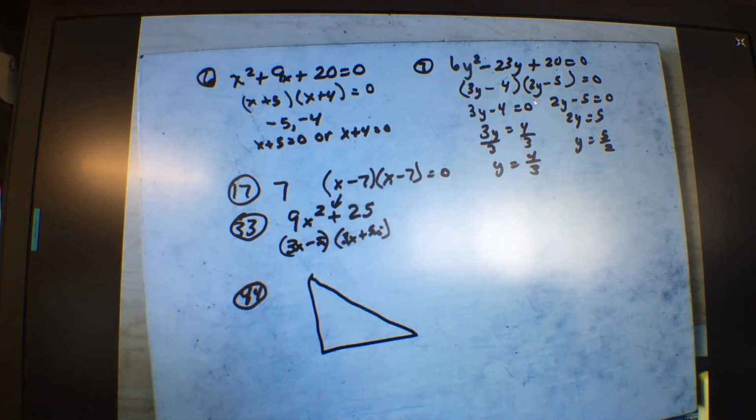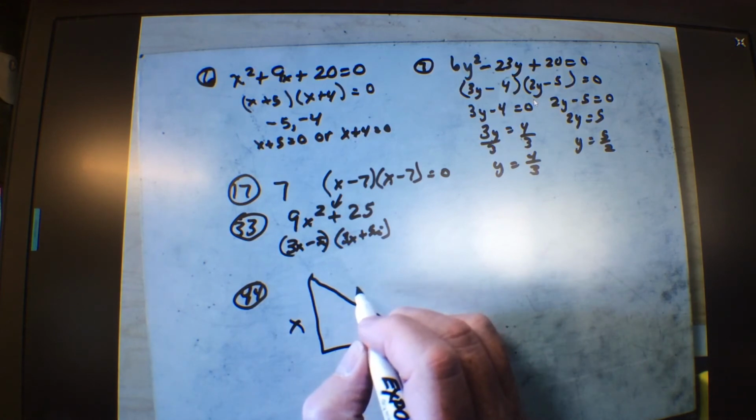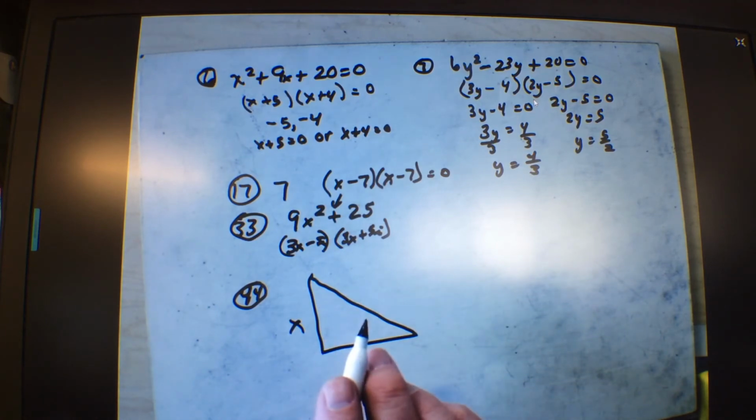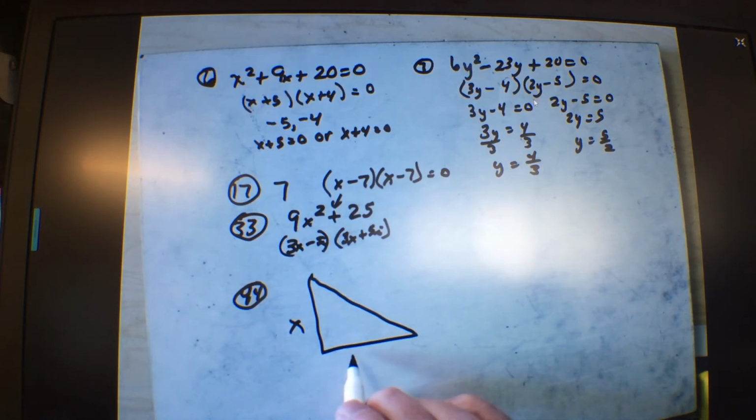It says the hypotenuse of a right triangle is 1 centimeter longer than one side. Okay, let's let one side be just x. So then the hypotenuse is 1 plus x. Well, no, it is 1 centimeter longer than one side. But then it says, and 4 centimeters longer than 3 times the other side, right?